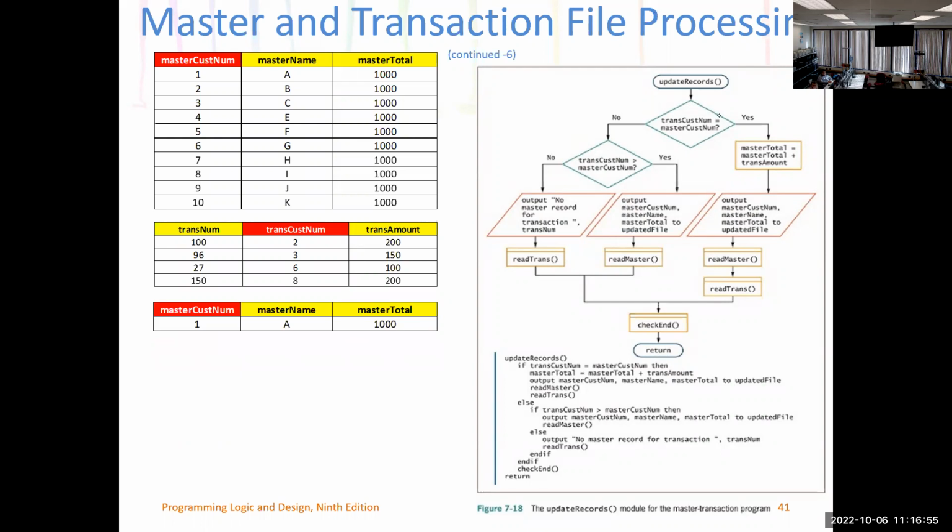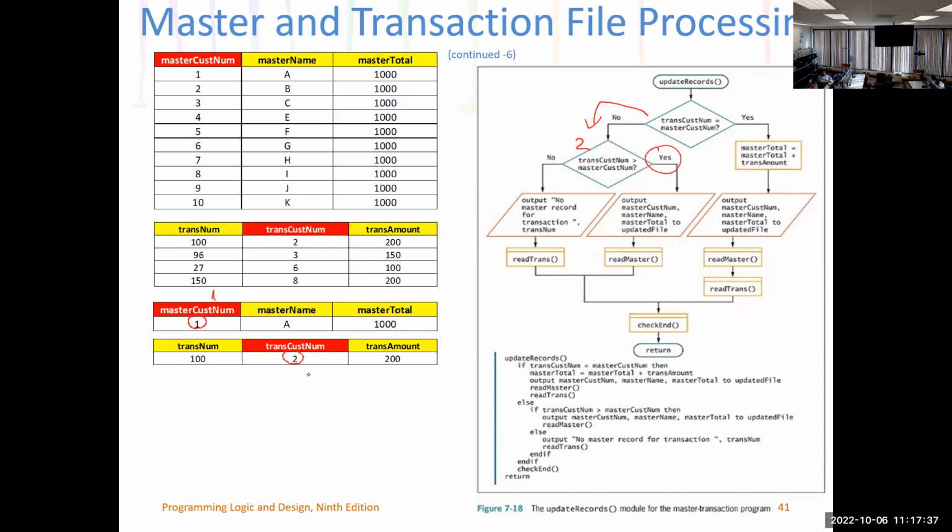What happened here? They are not the same, right? Because you see, the customer number for this one is number 1, and this one is customer number 2. They are not the same. So I check this one here. Transaction customer number 2 here, and master customer number 1 here. 2 greater than 1. Yes. What happened? I keep the same. I write the same, 1A and 1,000, because this one he did not do anything with the transaction here.